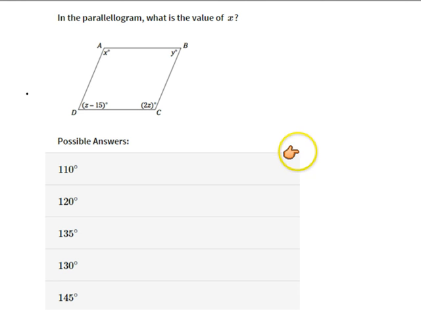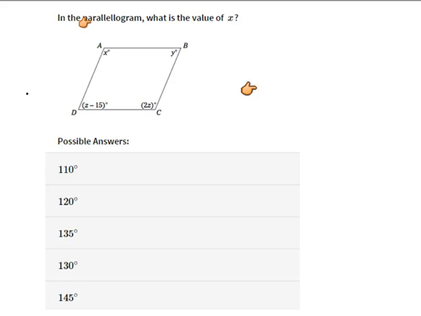All right, so let's use all of what we just learned to answer a question about parallelograms. Here we're told that this figure ABCD is a parallelogram, so it's got all those properties that we just learned about. We need to find the value of x. So how can we find the value of x?